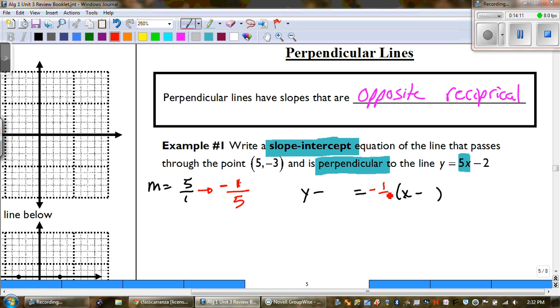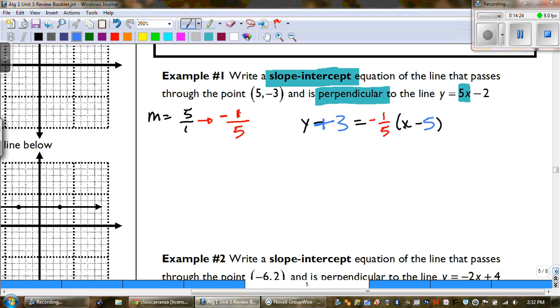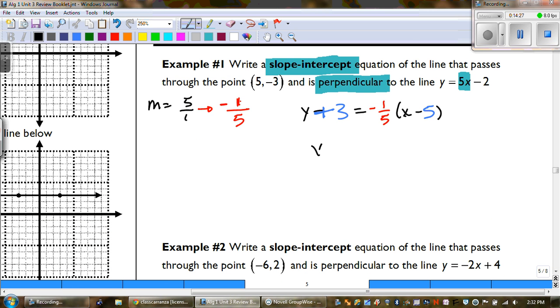Our new slope is negative 1/5. And then plug in your point, okay? Turns into a positive 3 and a 5. Go ahead and distribute. Negative 1/5 times negative 5 gives us a positive 1. Subtract 3 to both sides. And we get y equals negative 1/5 x minus 2.